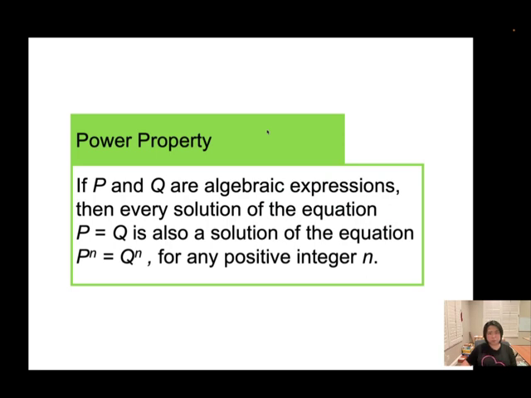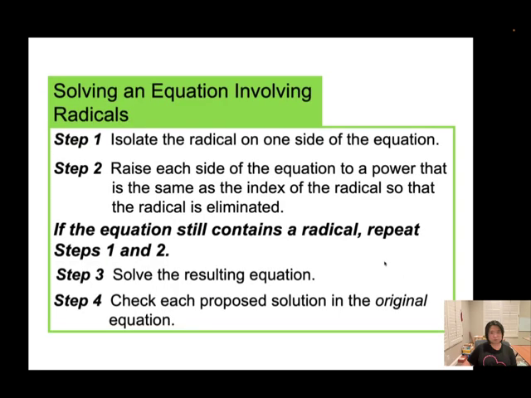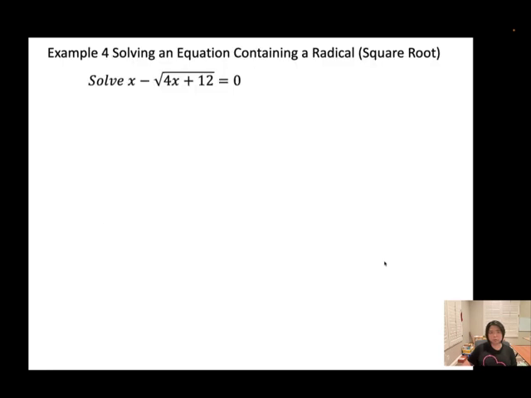Okay, power property. If P and Q are algebraic expressions, then every solution of the equation P equal to Q is also a solution of the equation P to the power of n equal to Q to the power of n for any positive integer n. So this is solving an equation involving the radical. Okay, let's do the example together.